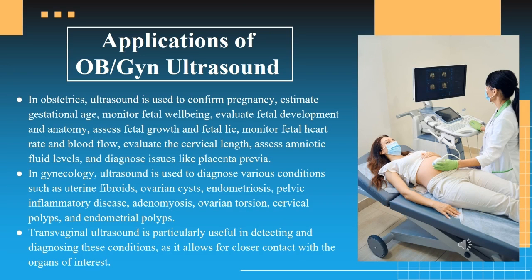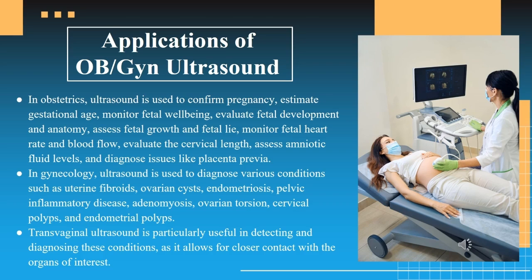Applications of OBGYN ultrasound. In obstetrics, ultrasound is used to confirm pregnancy, estimate the gestational age, monitor the fetal well-being, evaluate fetal development and anatomy, and assess the fetal growth and the fetal lie, whether the fetus is lying breech or transverse, or in a head-down position, cephalic. It helps monitor the fetal heart rate and blood flow, looking at the umbilical cord blood flow and checking that the umbilical cord is patent. It evaluates the cervical length, assesses the amniotic fluid levels, and diagnoses issues like placenta previa.